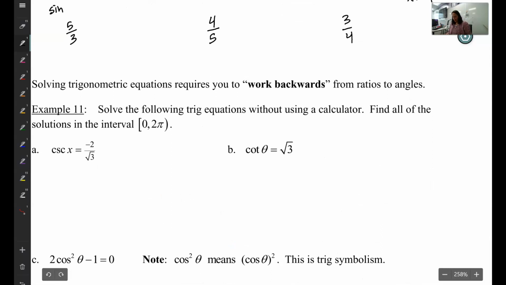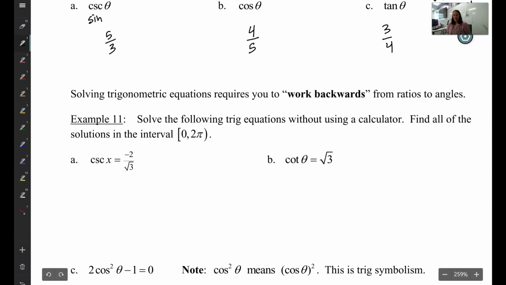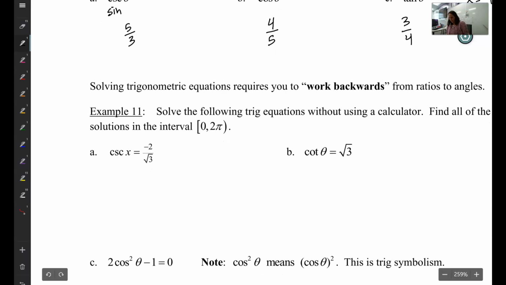Now let's go back to these problems. I want to solve the following trig equations without using a calculator, and here's the key thing, finding all the solutions for the interval 0 to 2pi. That's going to become very important in just a second. So I know that cosecant of x equals -2 over root 3. Now I'm not as used to thinking in terms of cosecant, so I'm actually going to change this to sine of x equals -√3 over 2. We know they're the same because sine and cosecant are reciprocals of each other.